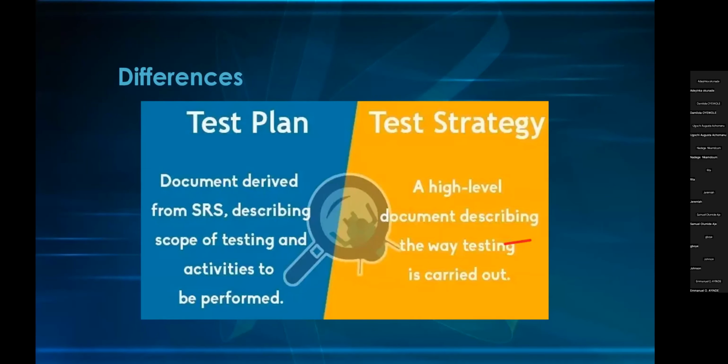I also have a simple way to remember it. I think the test plan is how, and the test strategy is what. I hope I haven't messed it up. Then we also have scope. There's scope in the test strategy and there's also scope in the test plan. There's also audience or specificity in the test plan, while in the test strategy there is flexibility. So these are the differences between them, but you can also do your research on them.